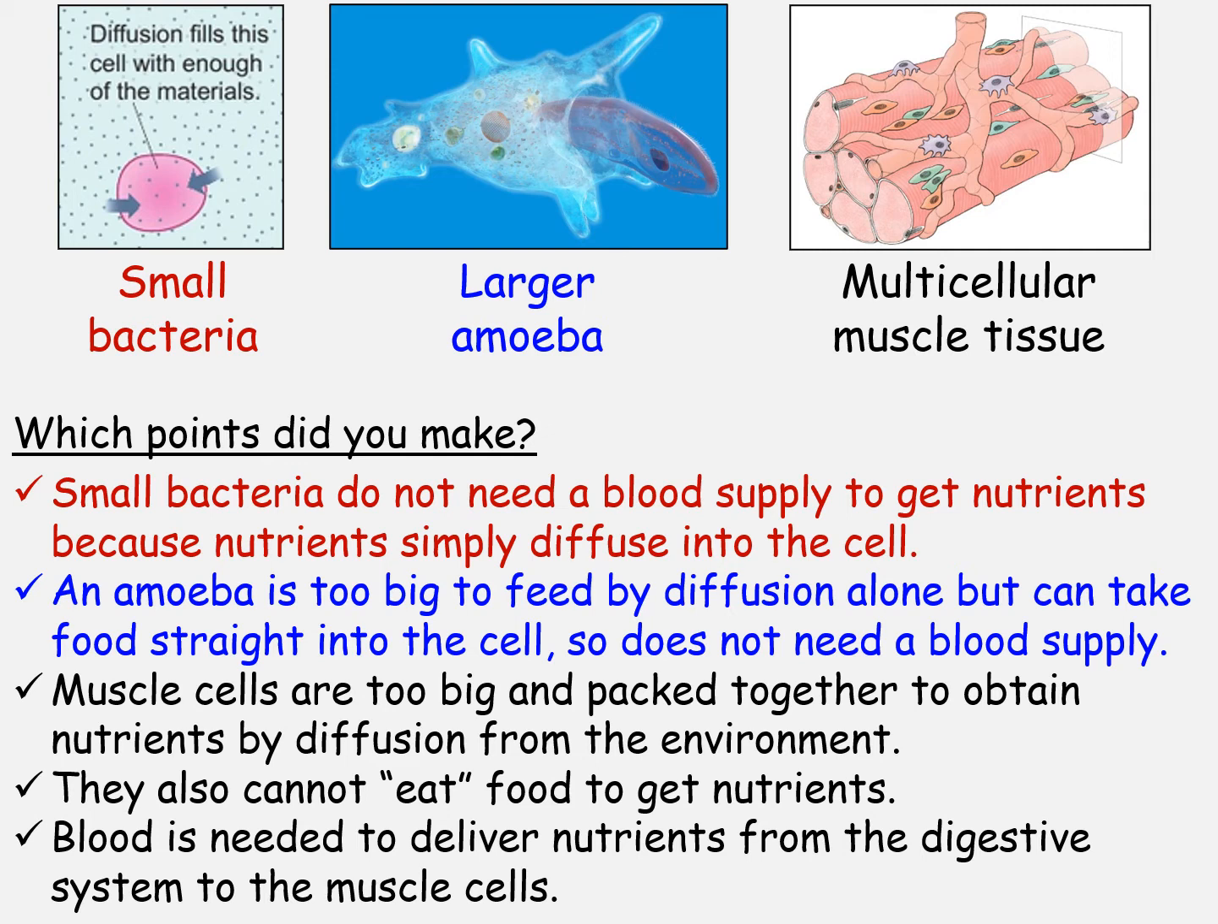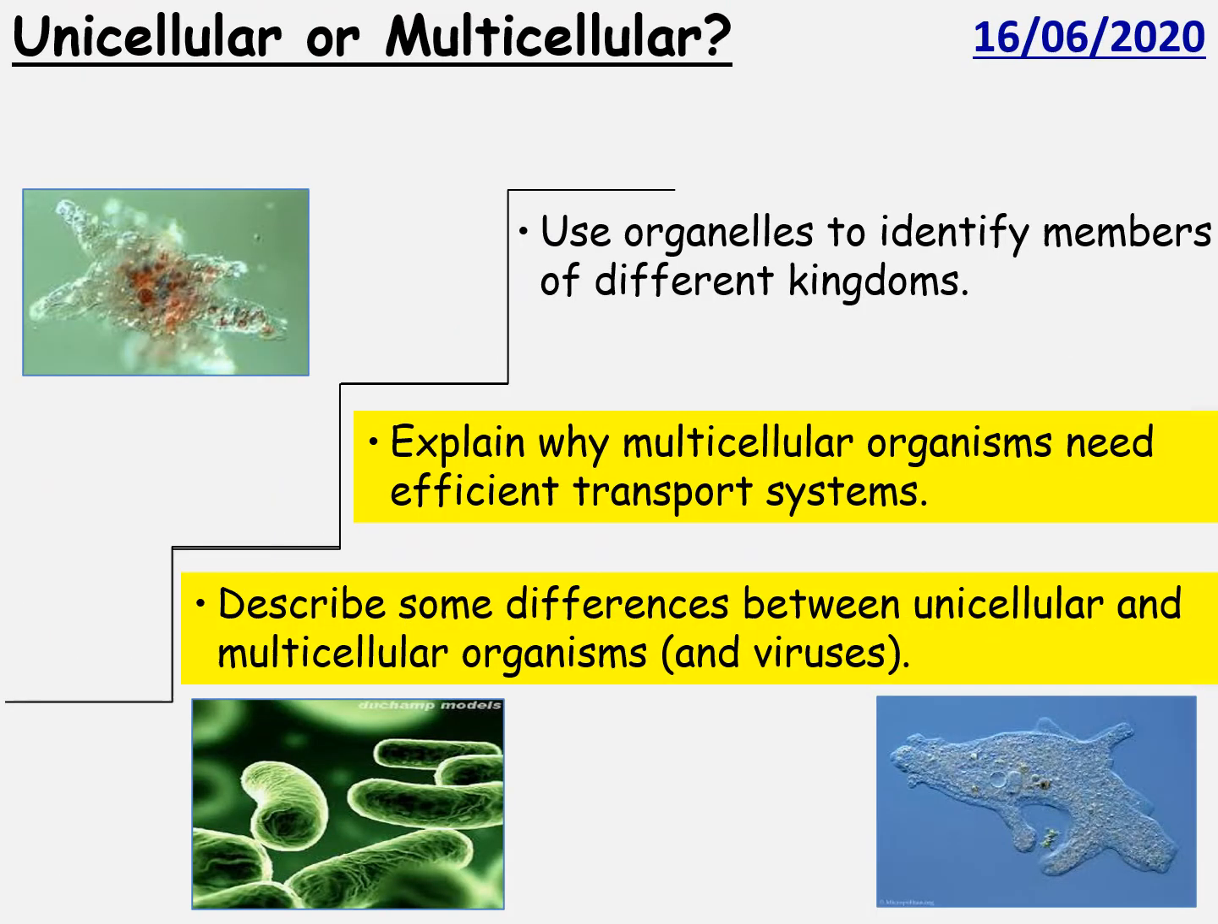Okay, so your blood provides your muscles with the oxygen and with the glucose that they need to provide the energy for you to be able to move, and they have a really, really good blood supply to provide them with those things. Okay. So we've hit our first two objectives.